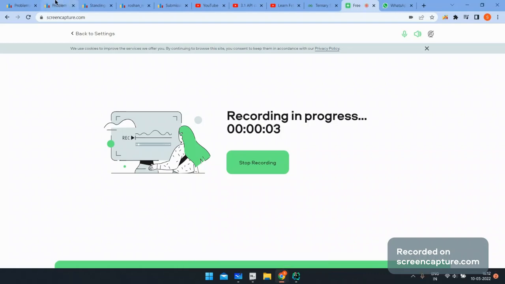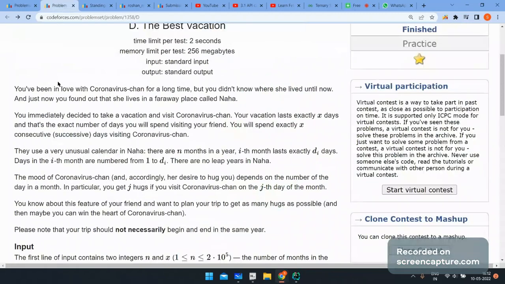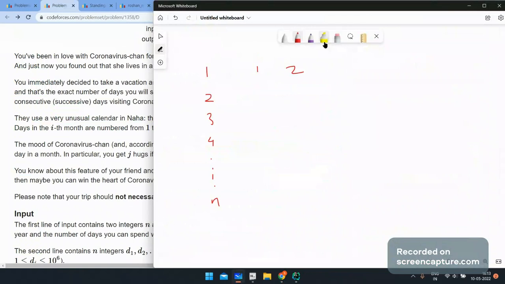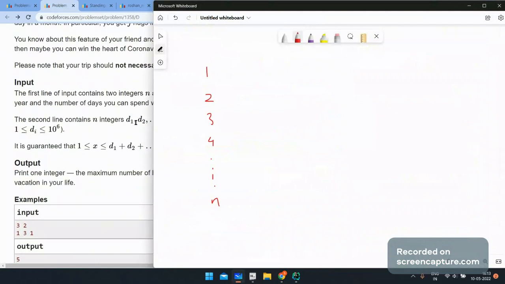So today's problem is based on tiny research. The problem goes like this: we are given n months, starting from month 1, 2, 3, 4, and so on till n, and in each month there are some days. Suppose there are A1 days, A2 days, A3 days.